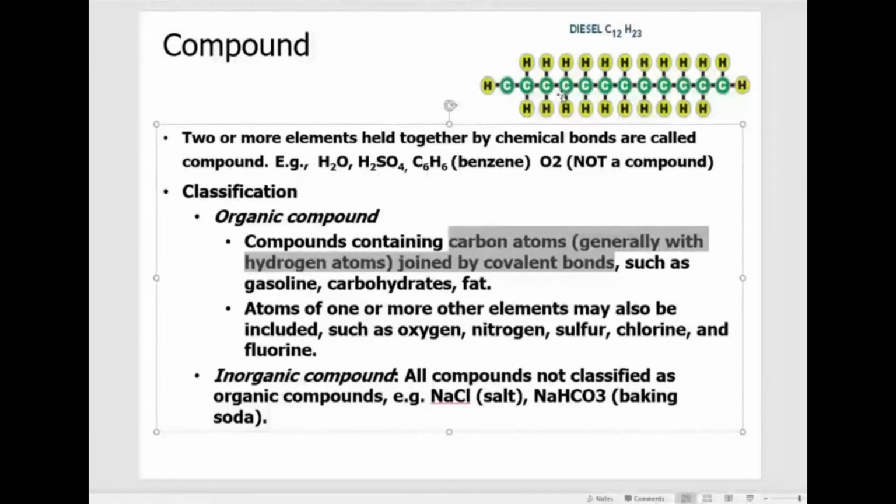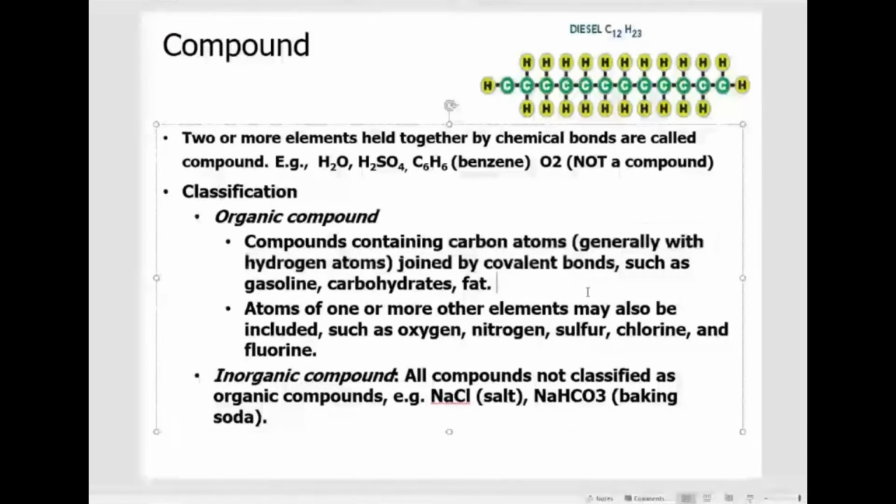See this, the black line indicates the chemical bond. So you can see there are carbon-carbon bonds, right? Covalent bonds. Carbon-carbon bond, carbon-carbon bond. So if you have that characteristic, usually you can decide, okay, this is an organic compound.